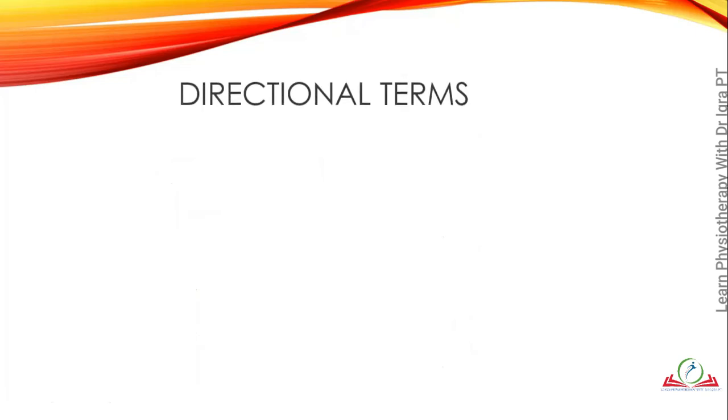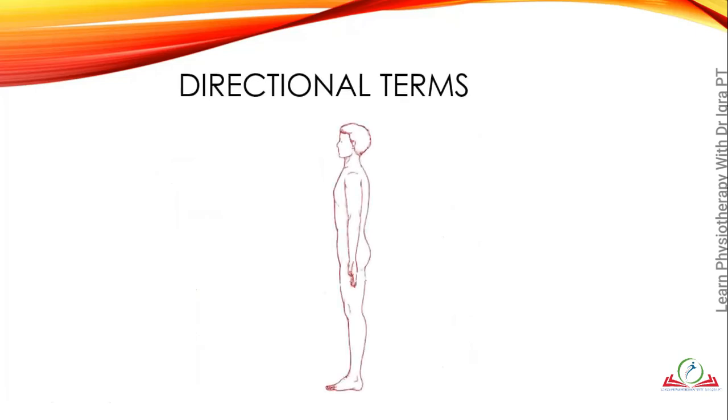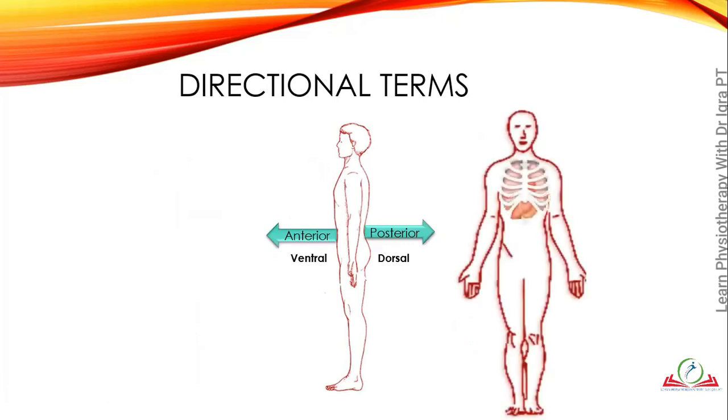Now the directional terms. The first one is anterior, which means the front, or posterior, that is the back. Sometimes the terms ventral and dorsal are used. Ventral means towards the front and dorsal means towards the back. For example, the ribs are anterior to the lungs and the heart, or the heart and lungs are posterior to the ribs.